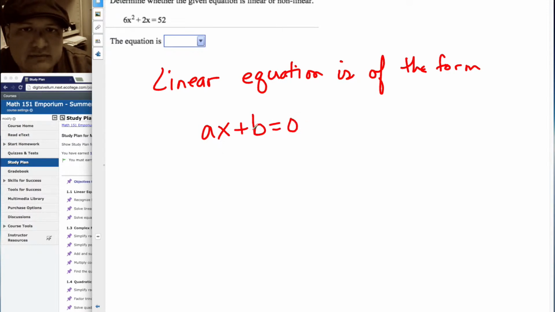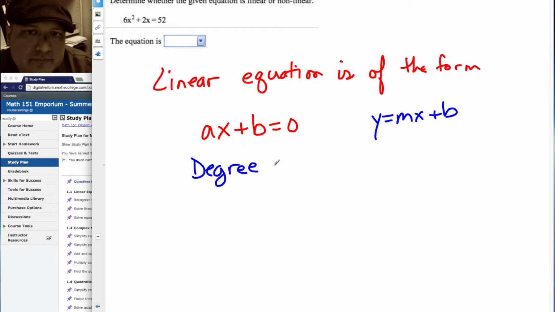Now sometimes we're also used to this from maybe before the slope-intercept form, but notice it's the same thing except here y is equal to 0. So a would be the slope and b would be the y-intercept, analogous to this one. But what mainly matters is that this is of degree 1. So right here, there's like an imaginary 1 right there. So it's a degree 1 polynomial.